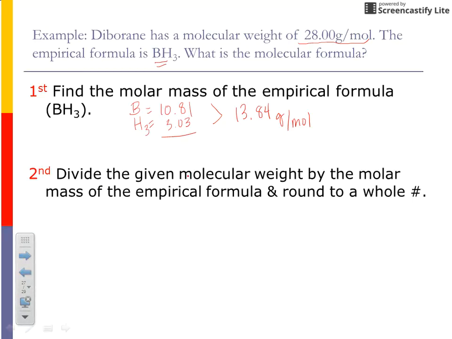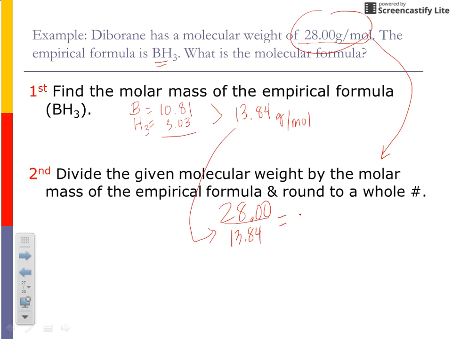Now once you have the molar mass of the empirical formula, remember that's the simplest formula, what you're going to do is divide the given molar mass, the given molecular weight, which is here. So 28.00, you're going to divide it by the empirical formula's molar mass. So you're going to divide 13.84 into 28.00 and see how many times it goes and round that to a whole number. So if you divide that, that rounds to 2. That means that the molecular formula is 2 times larger than the empirical formula.